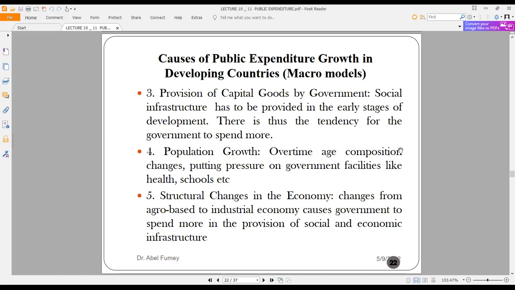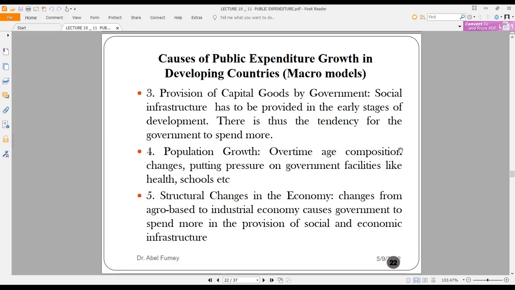And then the provision of capital goods by the government, the provision of social infrastructure, schools, buildings, and all that. When the economy is trying to develop, it will need these things for development. Roads, good roads to transport and produce goods and services. So as the economy is at the early stages of development, the government tends to engage in provision of more capital goods, and that causes an increase in government expenditure.